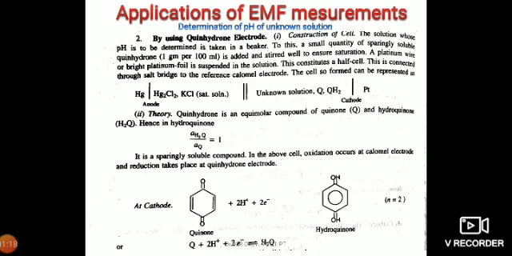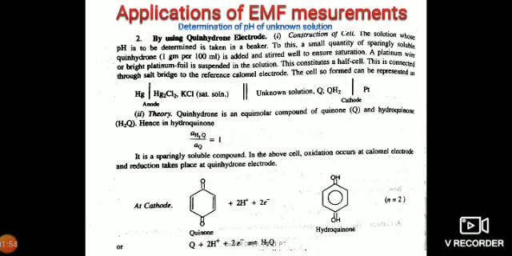For that, we have to construct a cell. For the construction of the cell, the solution whose pH is to be determined is taken in a beaker. To this, a small quantity of sparingly soluble quinhydrone powder, about 1 gram per 100 ml of water, is added and stirred well to ensure saturation. A bright platinum wire or platinum foil is suspended in the solution. This constitutes a half cell. This is connected through a salt bridge to the reference calomel electrode.